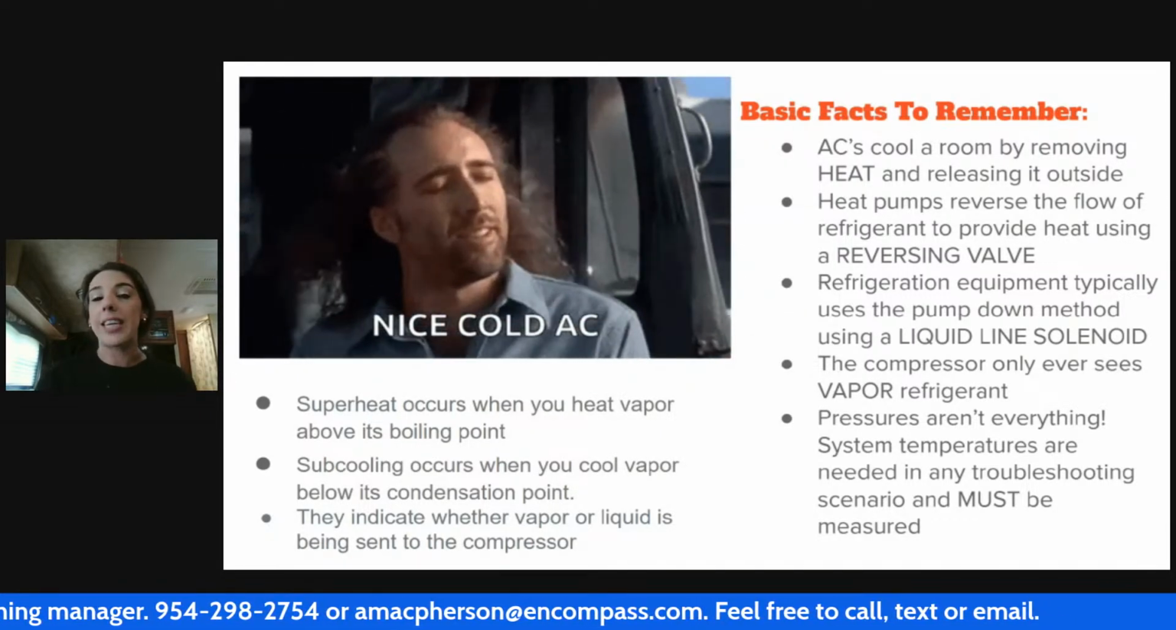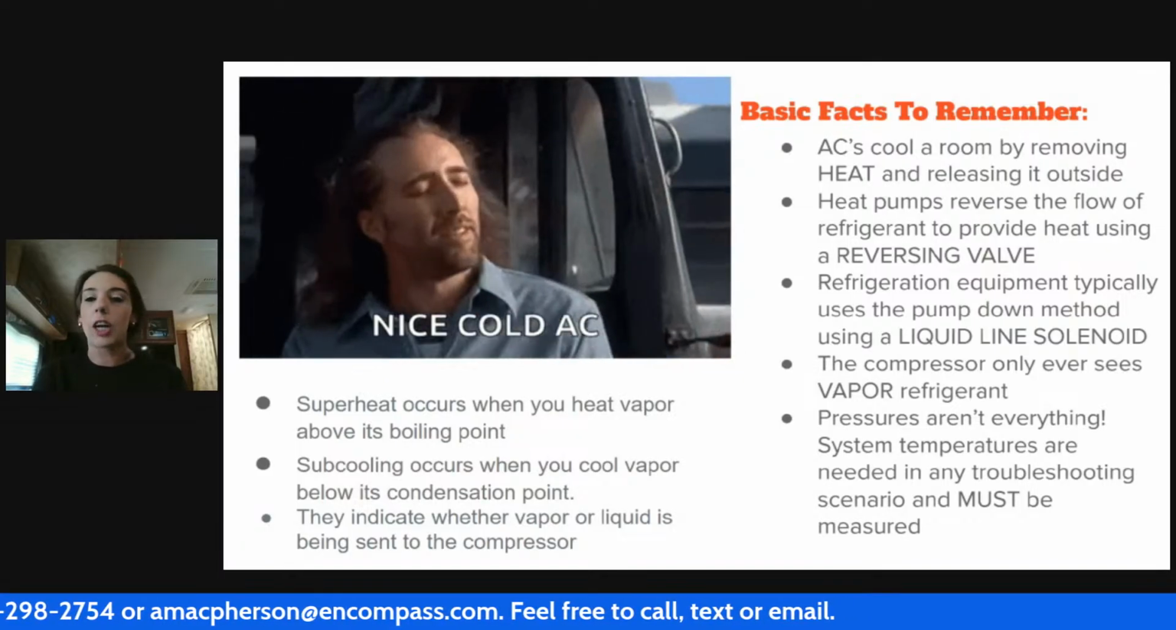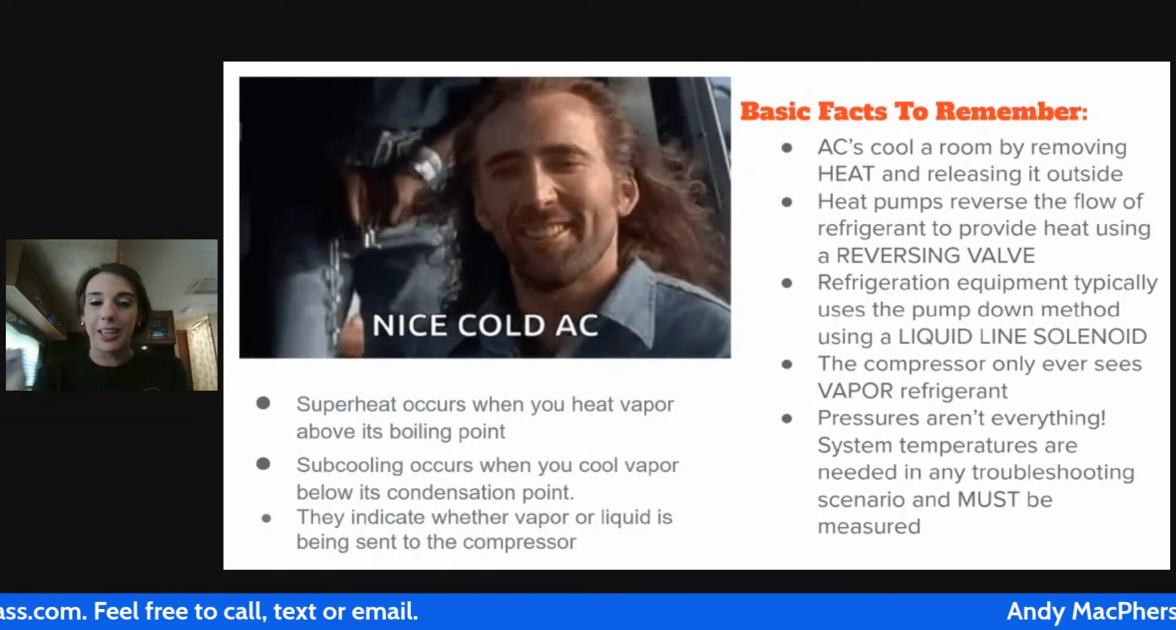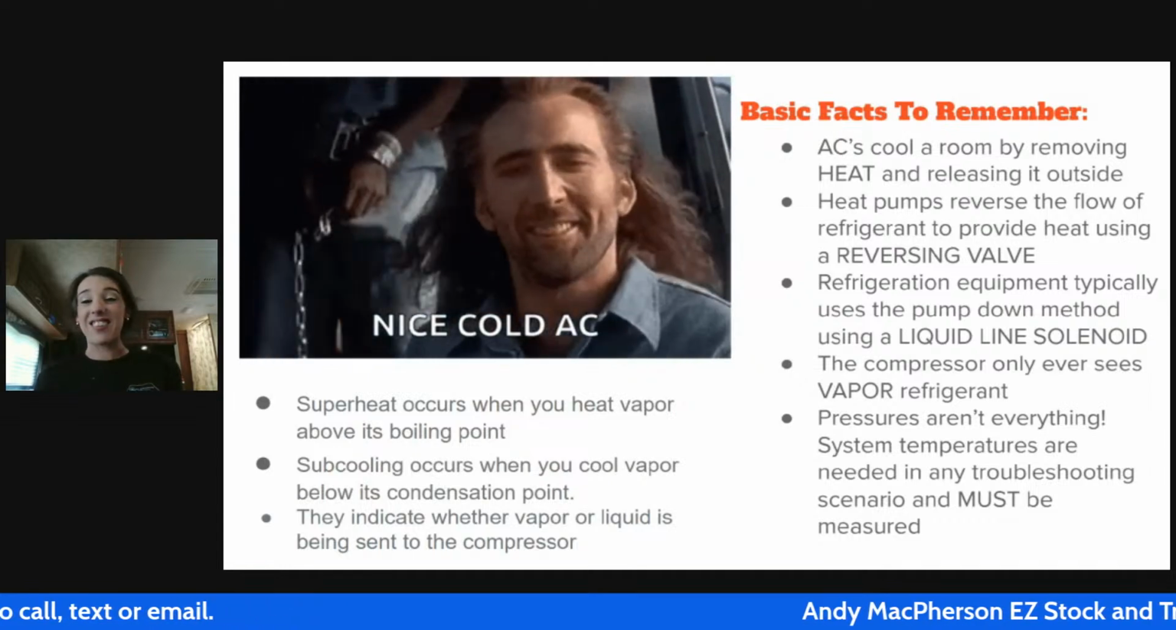Now, most things, you guys, most things in an air conditioner are specifically designed for the sole purpose of not allowing liquid into the compressor. And that is how important this is.